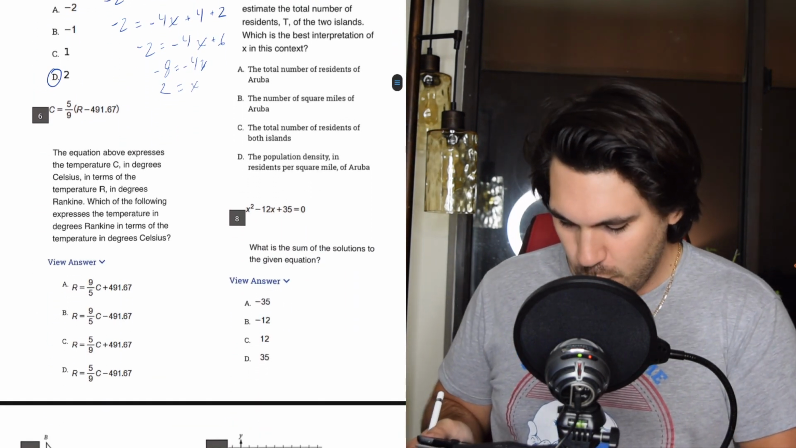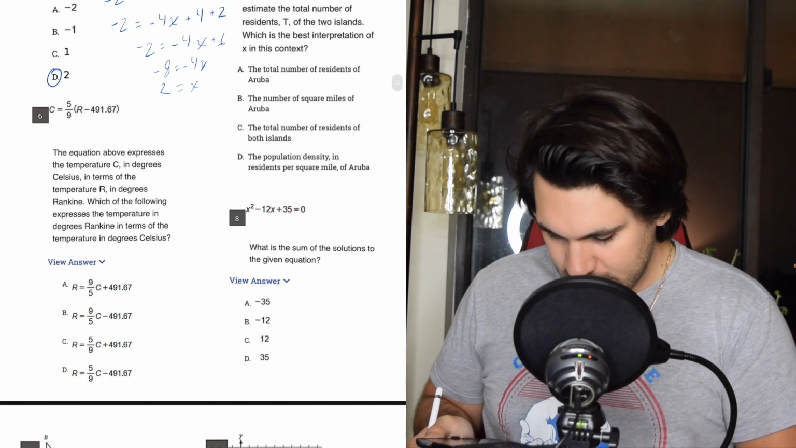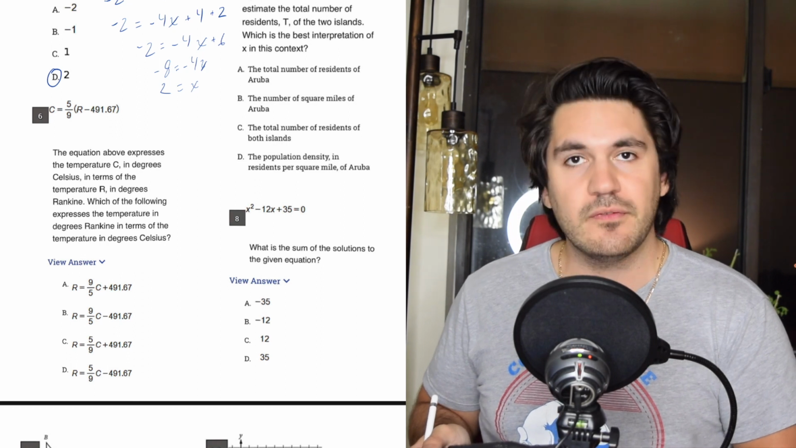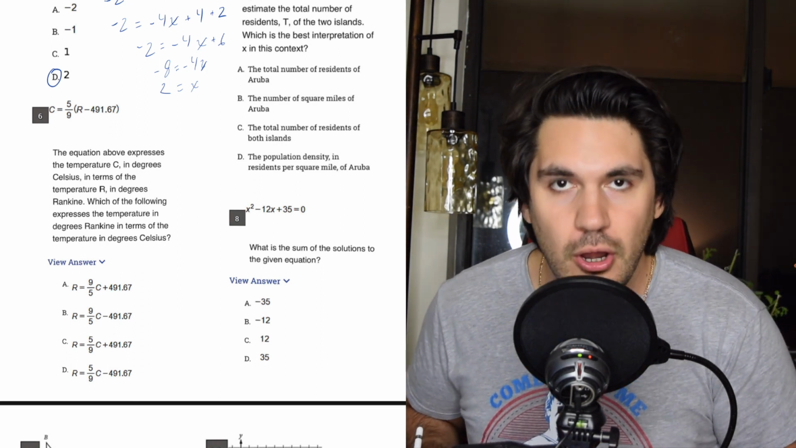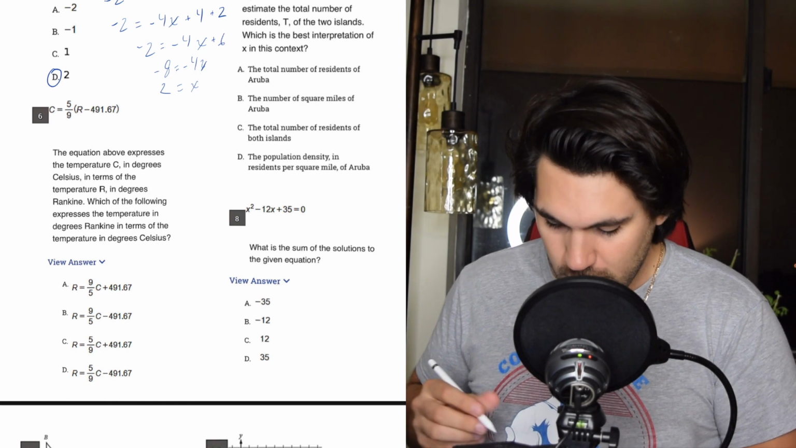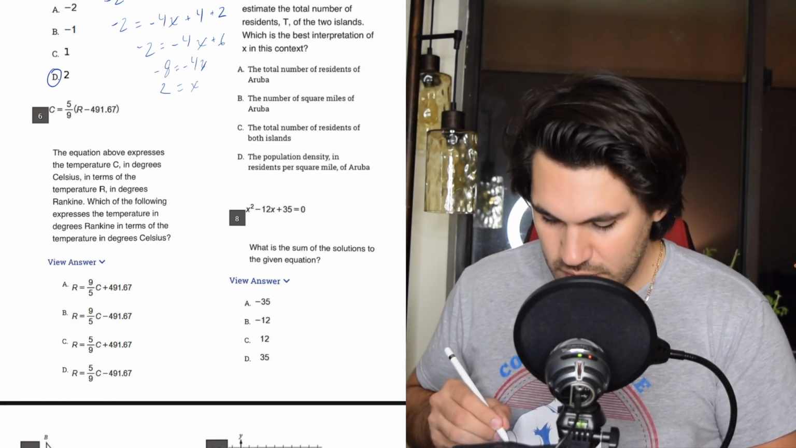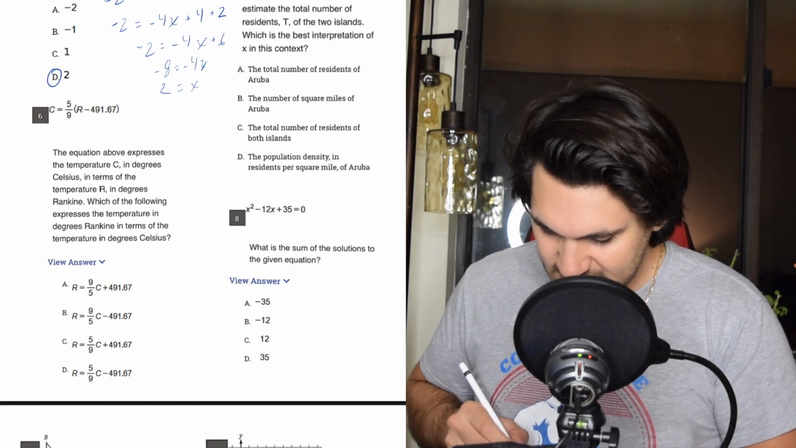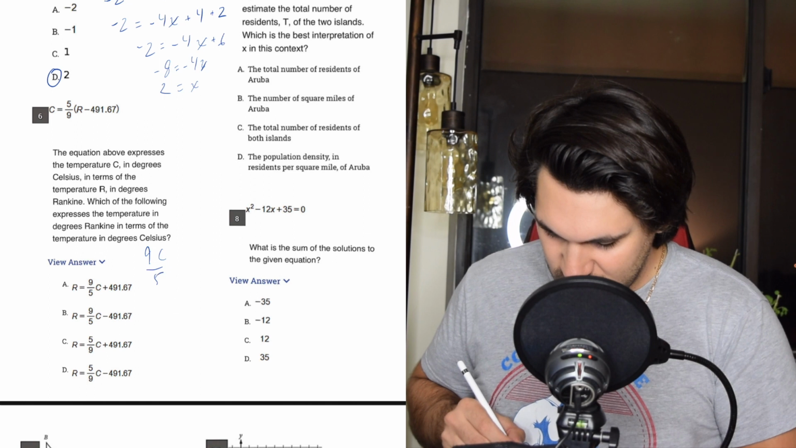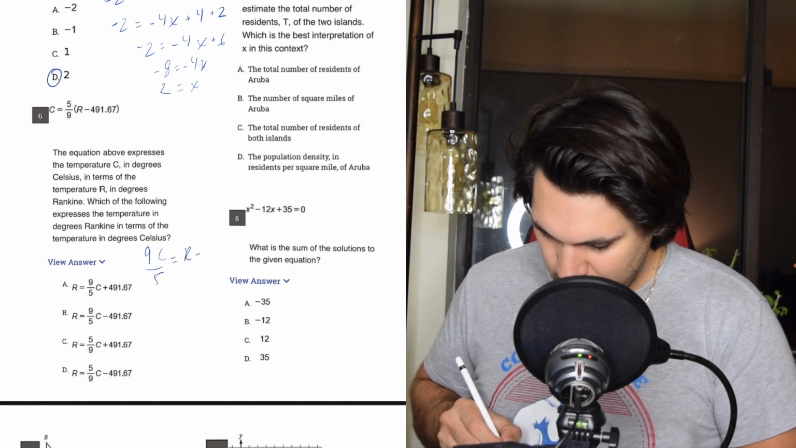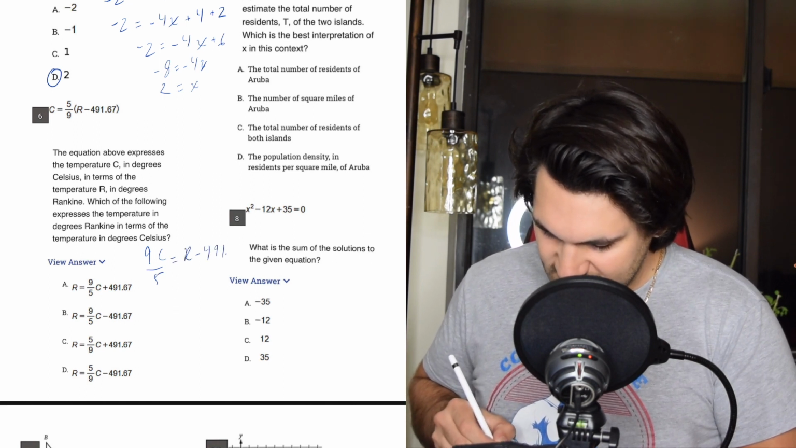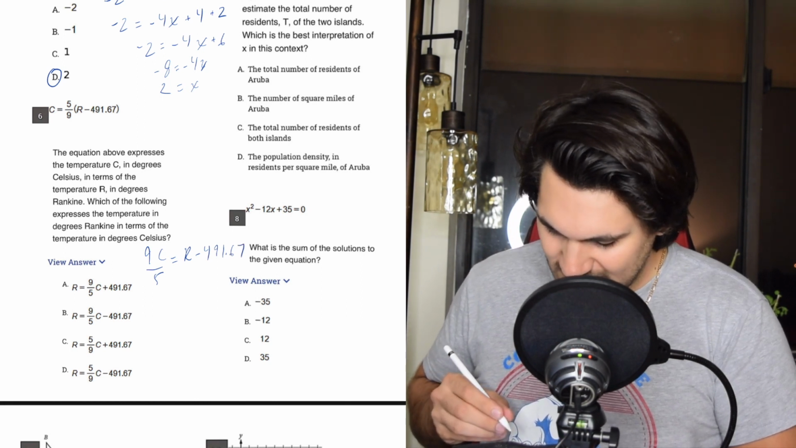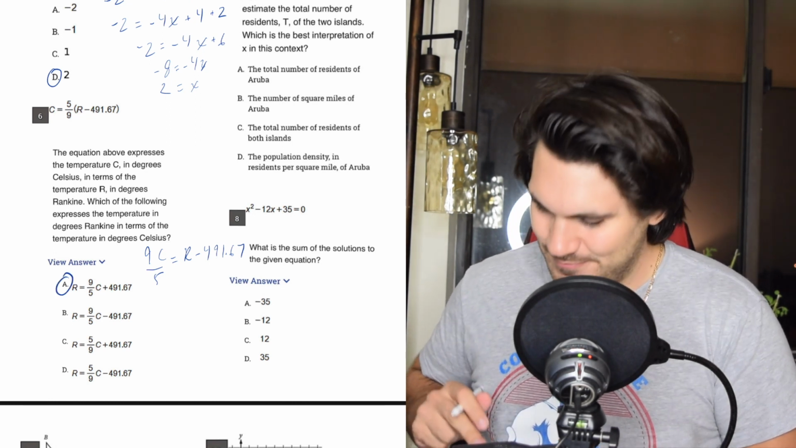Number 6, they give us an equation, and basically they're just asking us to solve it for r. They want us to isolate for r. So let's isolate for r. We're going to start by multiplying both sides of the equation by 9 over 5. So we're going to say that 9c over 5 is going to be equal to r minus 491.67. Add the 491.67 to both sides, and we are going to get answer choice A.